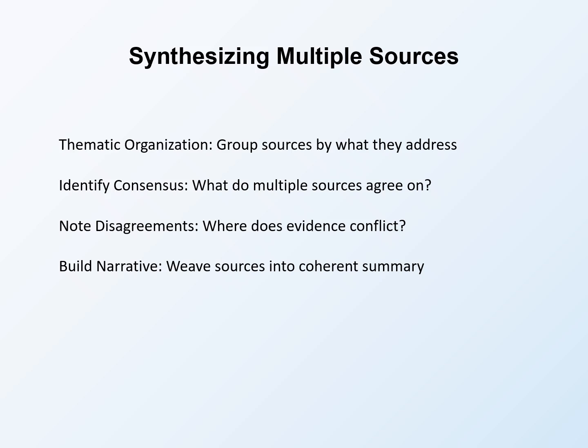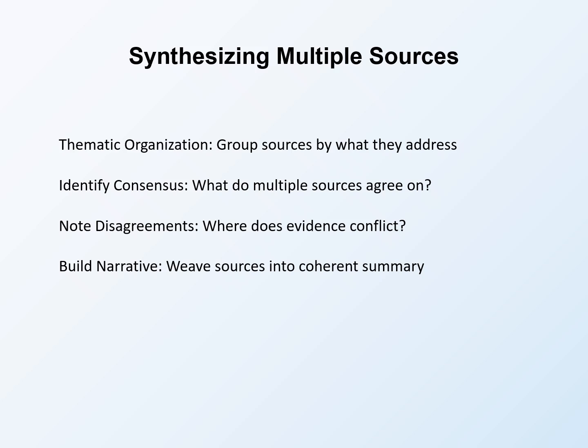Identify areas of consensus where multiple sources agree. Statements supported by multiple studies carry more weight than findings from single studies. You might write something like, multiple studies have demonstrated that early intervention improves outcomes, citing 3 or 4 sources together. This approach is more persuasive than citing studies individually.